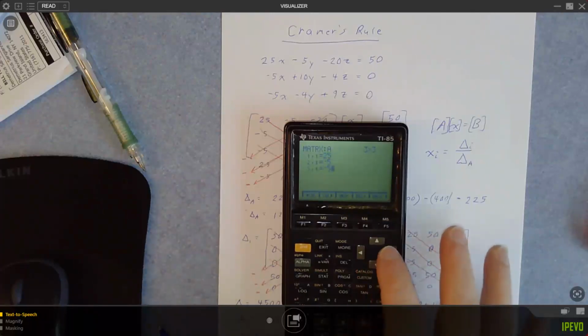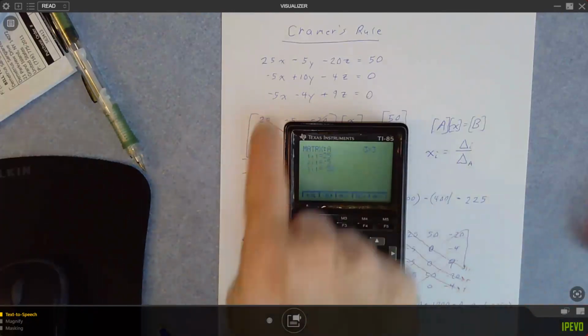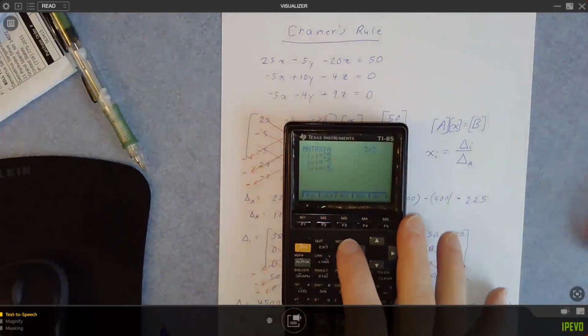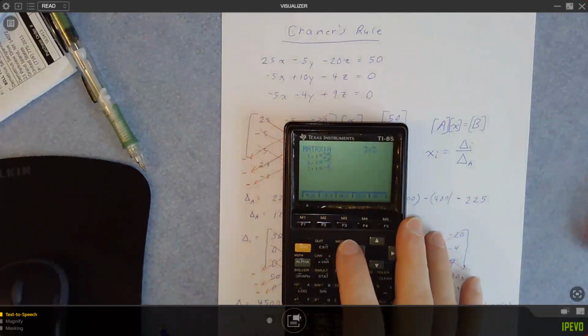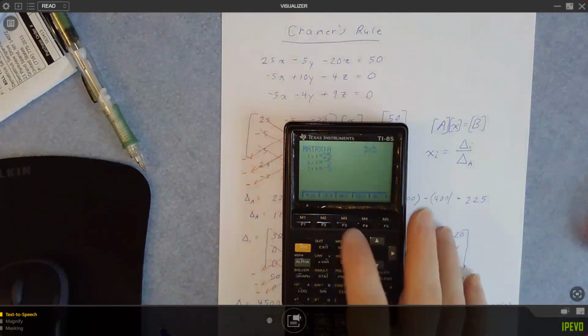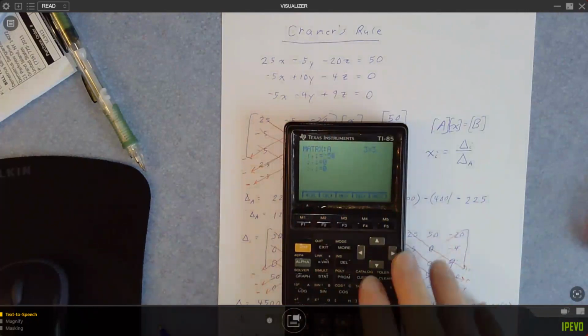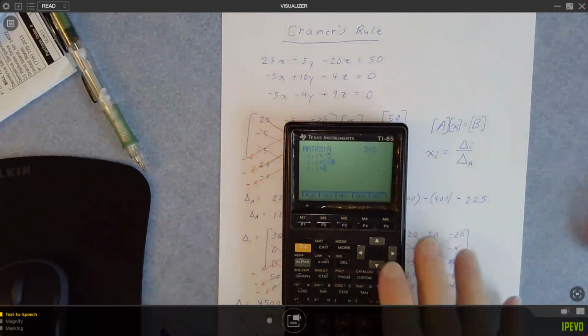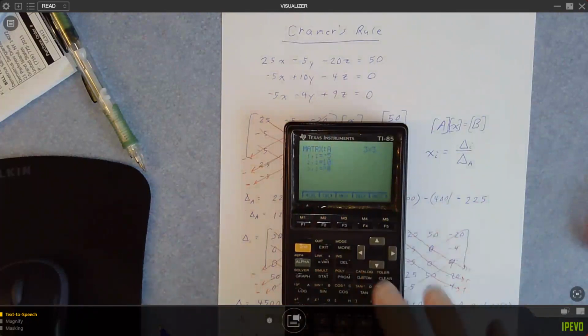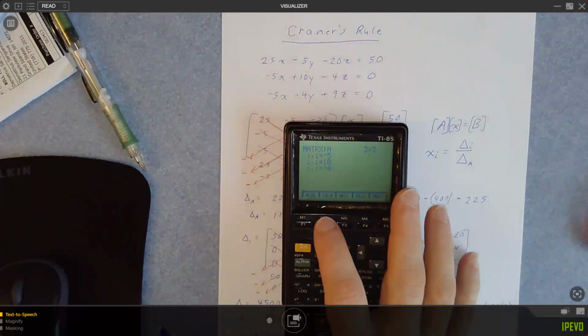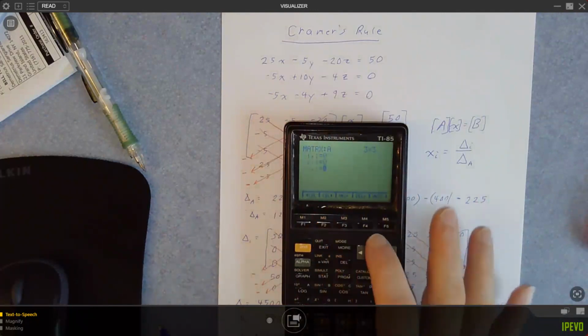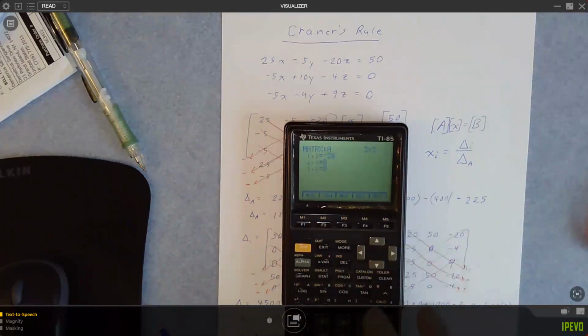Now, if you hit enter on my calculator, it takes you right to the next one. Takes you sideways. So this is my first column: 25, minus 5, minus 5. Go to my next column. I'm going to put in minus 5, 10, minus 4. And then there's minus 20, minus 4, and 9.